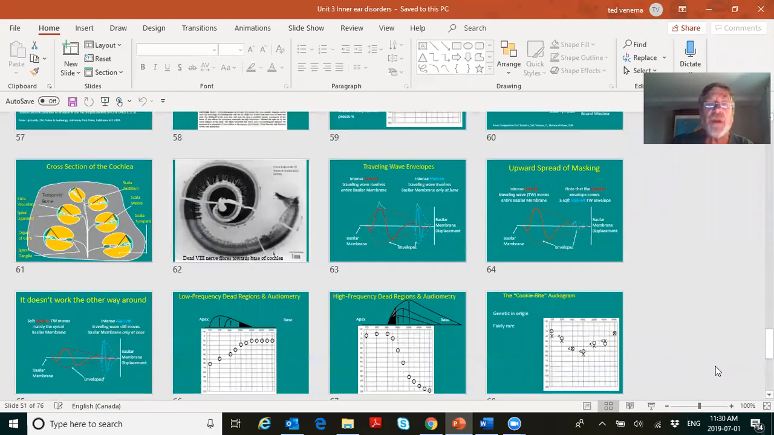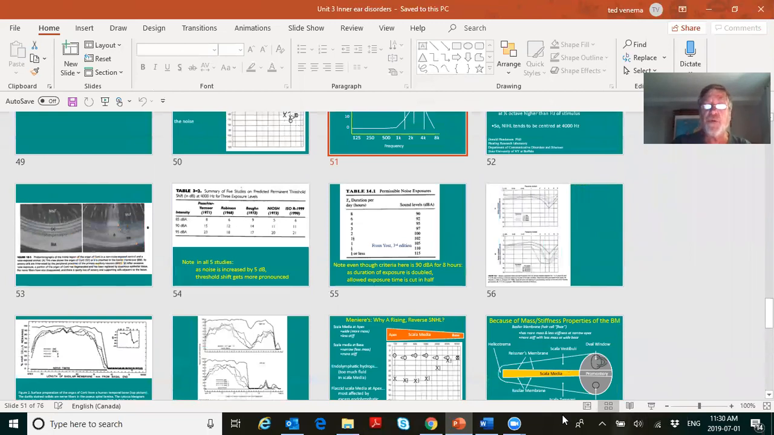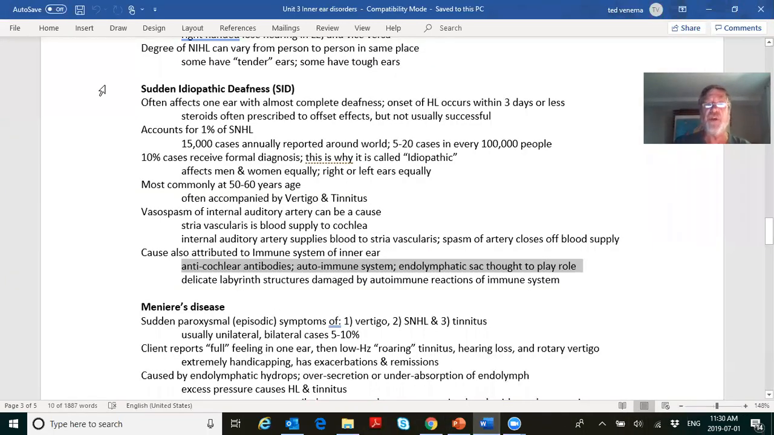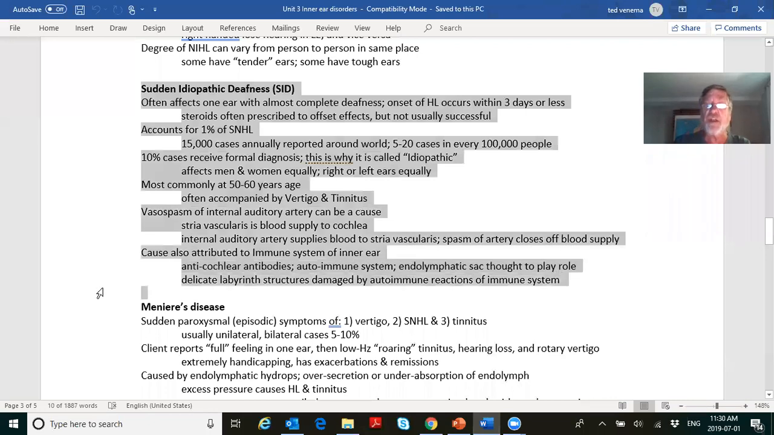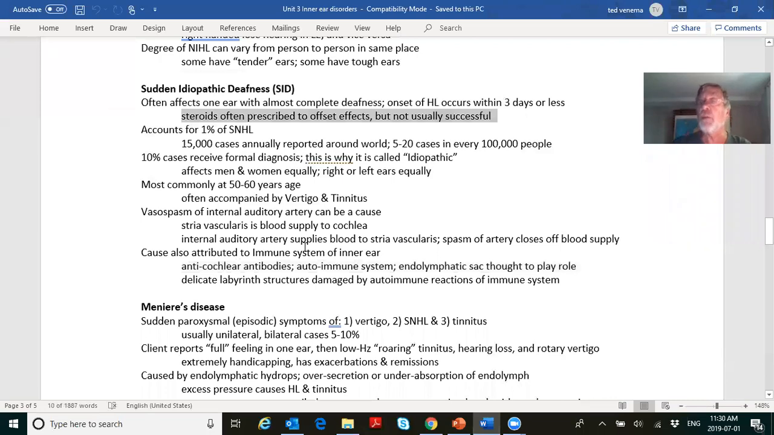Maybe, maybe not. No. But nonetheless, let's go to our notes and make sure you realize it's not common. It's usually one ear, and it's almost total deafness in that ear. And what's the only thing that can be done about it? Get to an ENT quickly. Steroids is usually the only option.